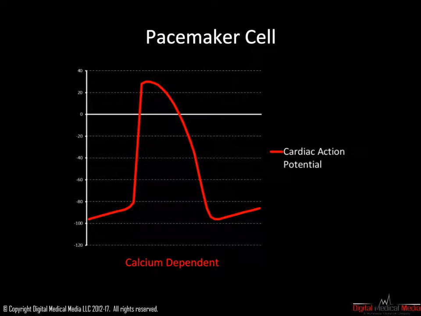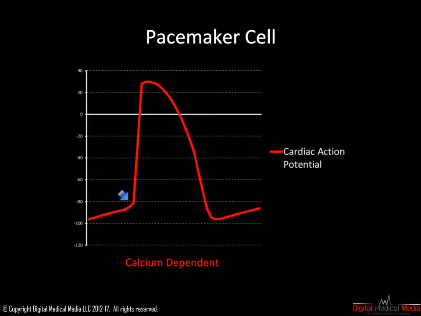However, this is from a pacemaker cell. The sinus node and the AV node and any other automatic tissues within the heart generally exhibit this type of behavior. The first action potential graph was of a sodium-dependent cell. Pacemaker cells are calcium-dependent. You will notice that the resting membrane potential rises slowly rather than being fixed, as in the sodium-dependent cell.